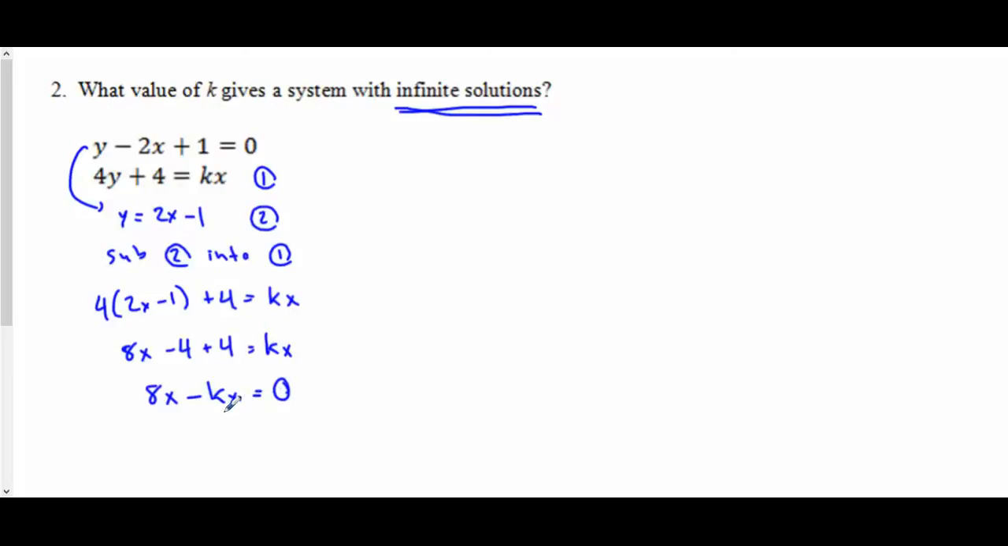Right, and if I'm trying to end up with 0x equals 0, then in order to cancel out this 8x, I'm going to have an 8x over here as well, meaning k will have to be 8. Right, so if I put k equals 8 into this equation, then I would have 8x minus 8x, which would indeed be 0.